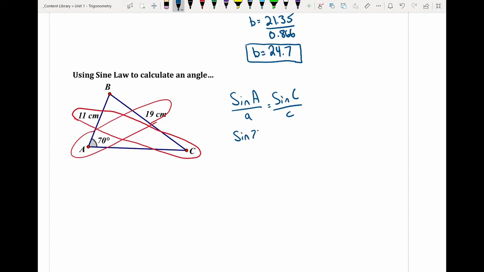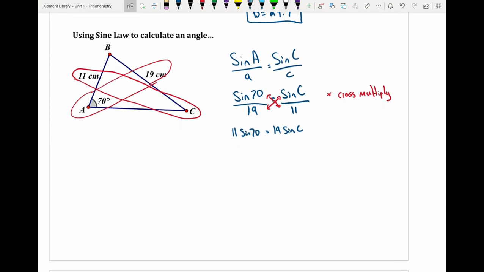A is 70. So now I can fill in all my information. Side A is 19. C we don't know, so we're going to leave it as sine C divided by 11. After we fill in the information, same steps as the last one. First step was cross multiply, which is what we're going to do. I'll put a little note. We cross multiply. We get 11 times sine 70 equals 19 times sine C.